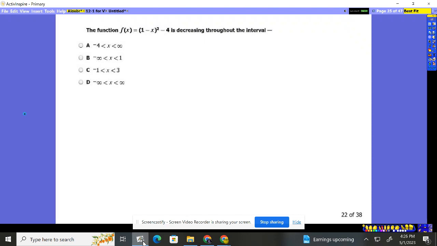All right. Number 22, the function f of x equals 1 minus x difference squared minus 4 is decreasing throughout the interval. So decreasing. So if we look at this guy, he's going to be a parabola. And we're trying to figure out, okay, remember, it's like a roller coaster going left to right. We're coming down to what point?